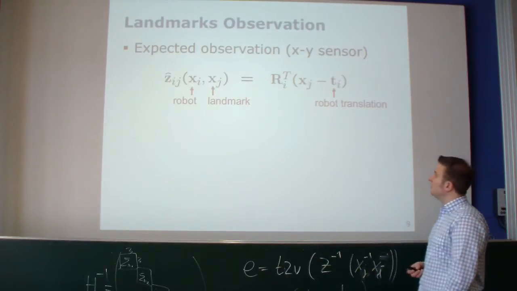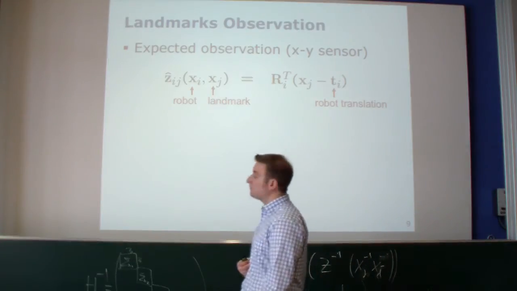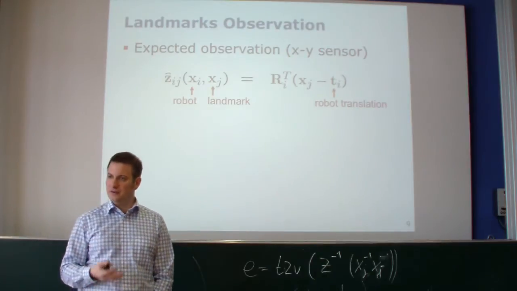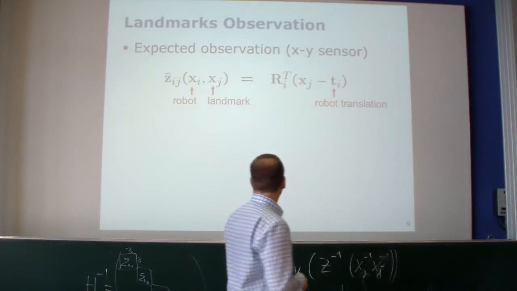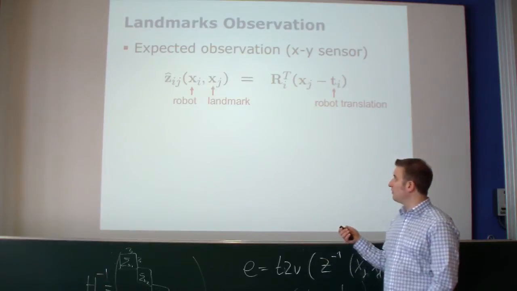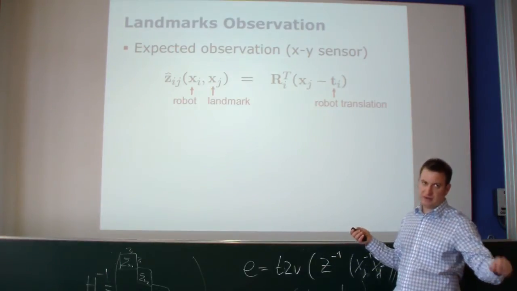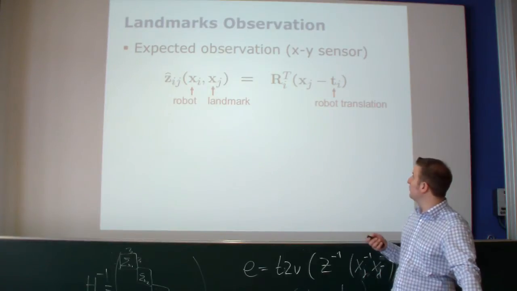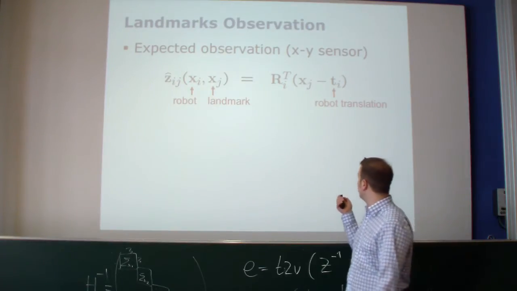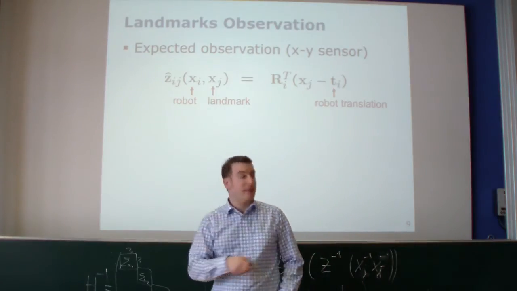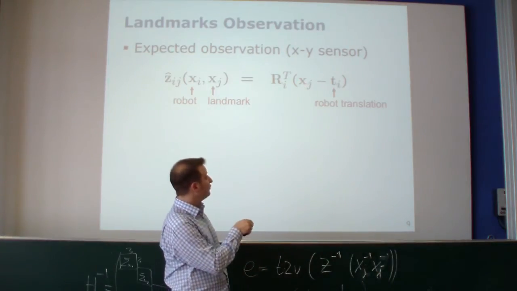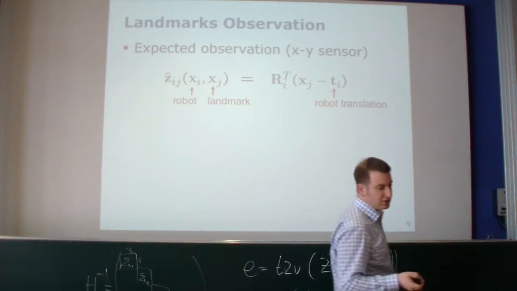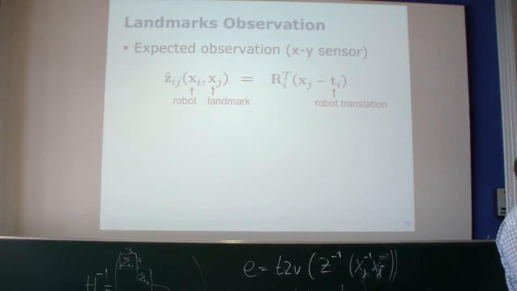Okay, so the first thing I need is to compute my expected observation. For coming up with my error function, I need the expected observation. In this case the odometry stays exactly the same as we had it before. Now it gets interesting when we have a robot and a landmark, so xi is the robot's pose, xj is the landmark. I can represent that by the xy position of the feature minus the translation of the robot, and then the transposed or inverted rotation matrix corresponding to the robot's orientation.